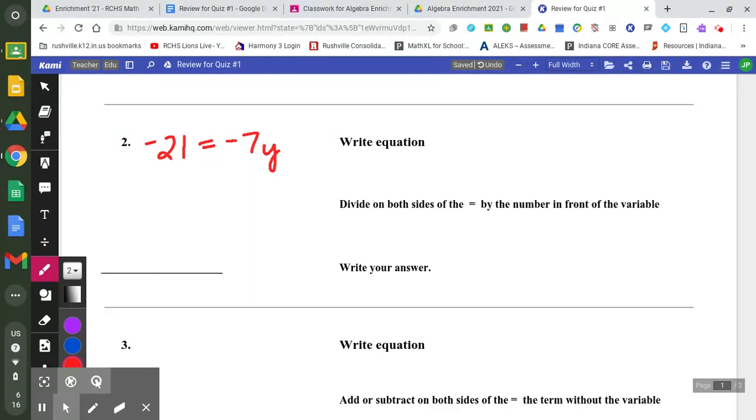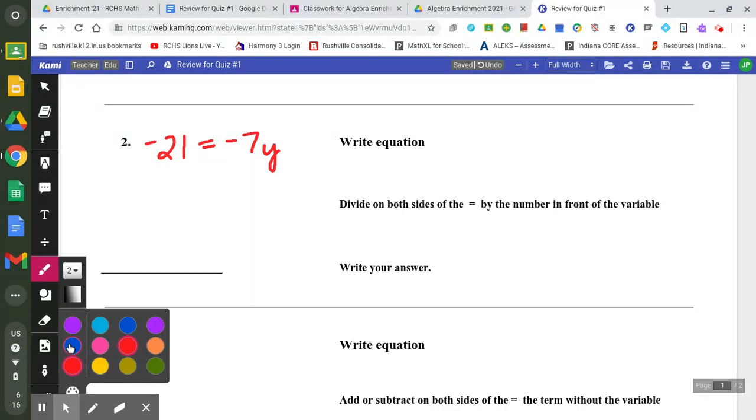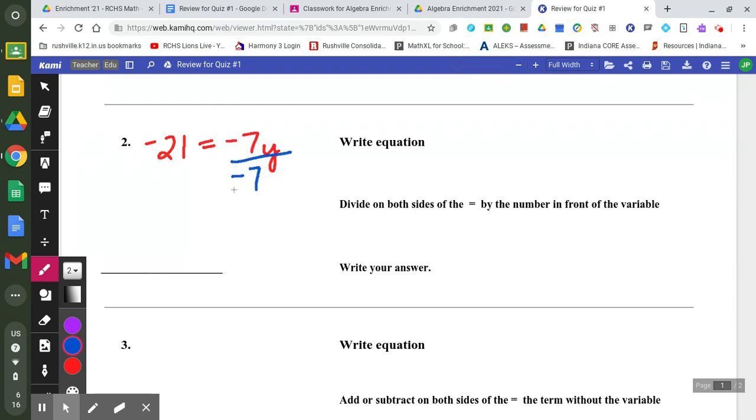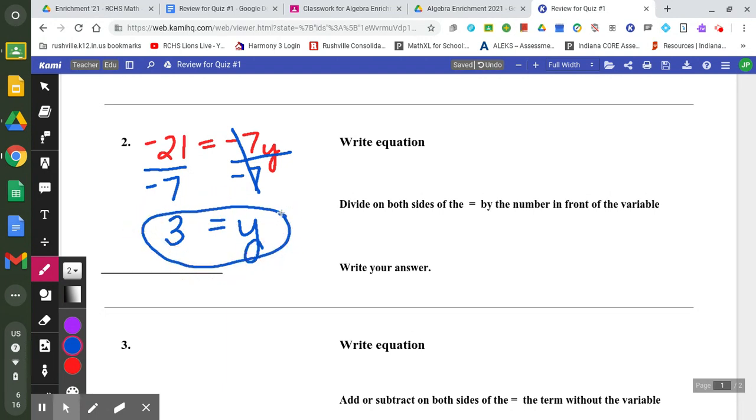Problem 2, write your equation. Mine is negative 21 equals negative 7y. So I'm going to divide on both sides of the equal sign by the number that's in front of the variable. So I'm dividing by negative 7 on both sides of the equal sign. Negative 21 divided by negative 7, make sure you use your calculator, is a positive 3. The negative 7's cancel, and so I have y equals 3 or 3 equals y. It means the same thing.